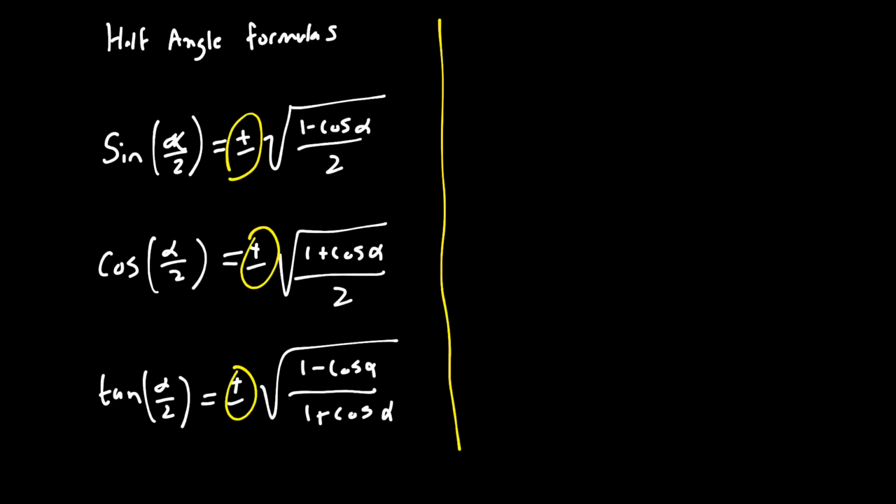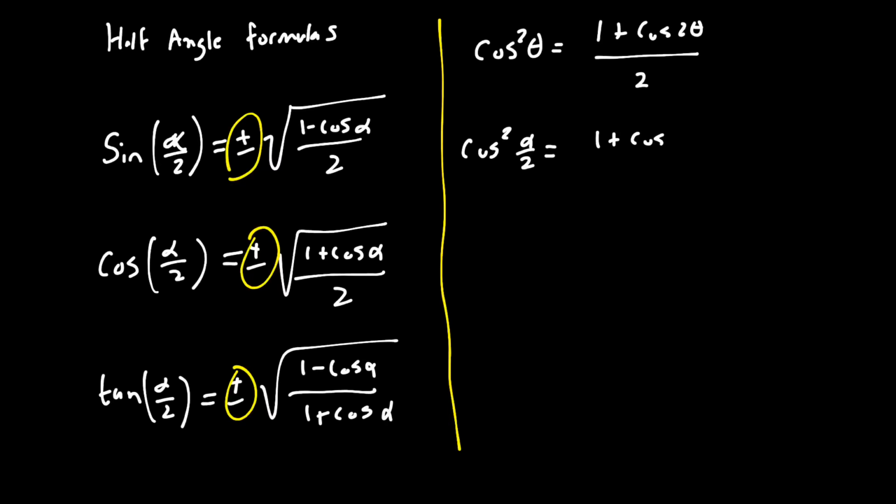And let's derive the formula for cosine. So recall first that cosine squared theta is equal to 1 plus cosine of 2 theta, divided by 2. And if we replace our theta with an alpha divided by 2, this becomes the following. And I forgot, but there should be a 2 in this argument here.